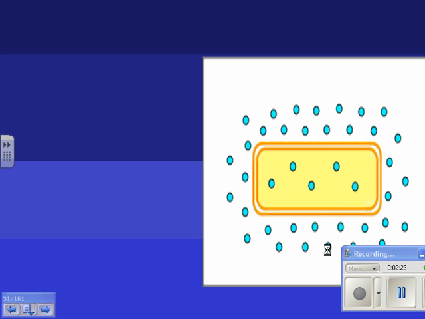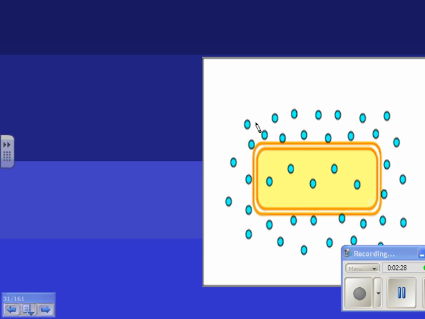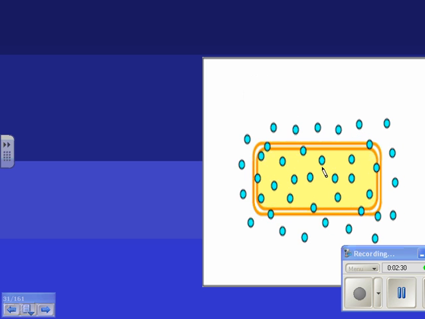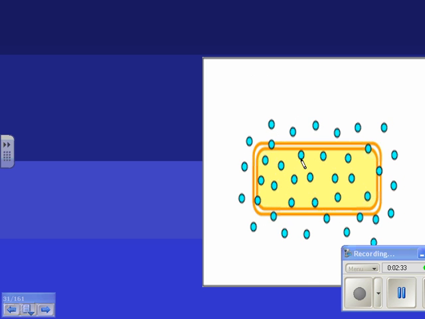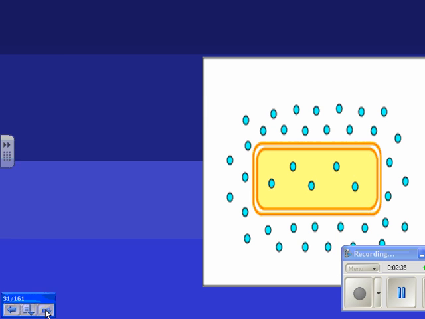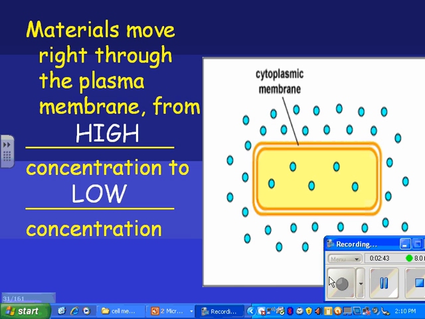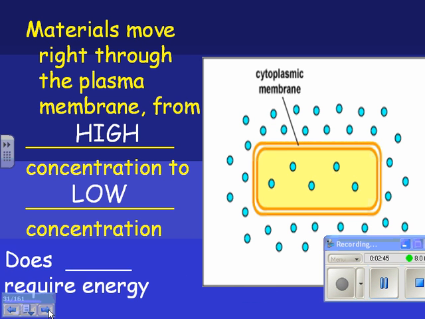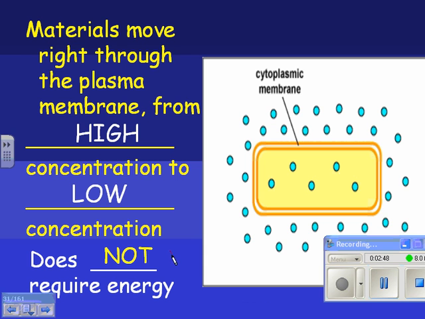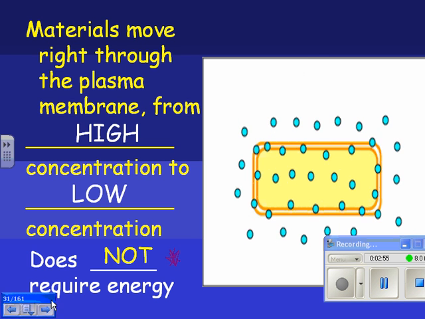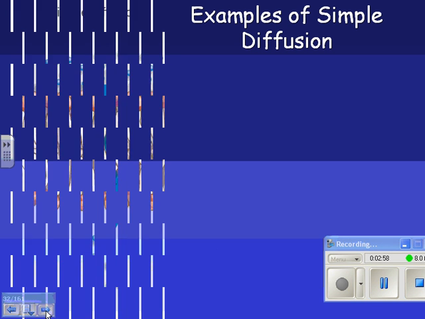Again, you have lots of oxygen out here, and here's the cell membrane. And the oxygen just sort of bounces around, and some will move back out, but they're just kind of going to even themselves out. So materials move right through the plasma membrane or the cell membrane from a high concentration to a low concentration. This does not require energy, so that's important to know. Things just kind of go from high to low, and that's just the way things are. Your cell doesn't have to put in any special energy for that. It just happens.